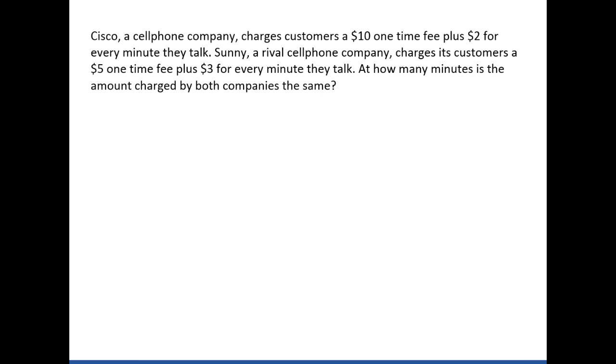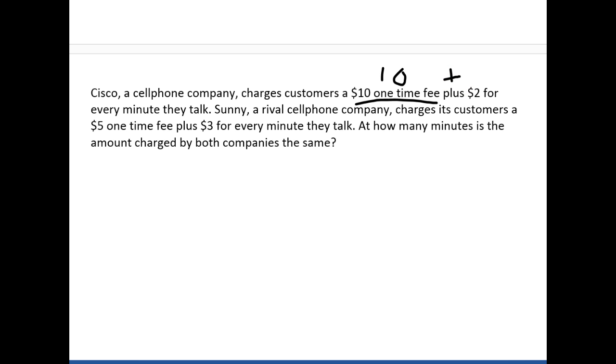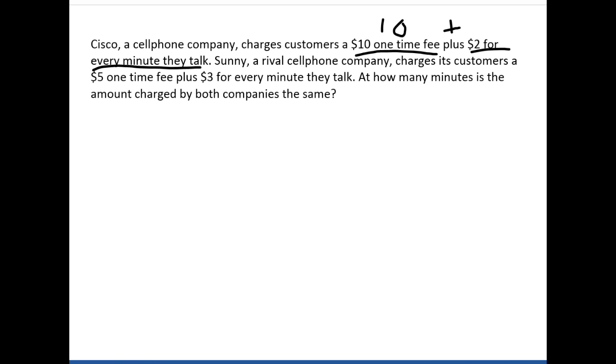Cisco, a cell phone company, charges customers a $10 one-time fee. I know I'm going to have 10. Plus translates into a plus sign. Plus $2 for every minute they talk. $2 for every minute they talk could be the same thing as $2 per minute, which indicates slope, so that would be our 2x. And in this case, our x would be our number of minutes, because it's for every minute.